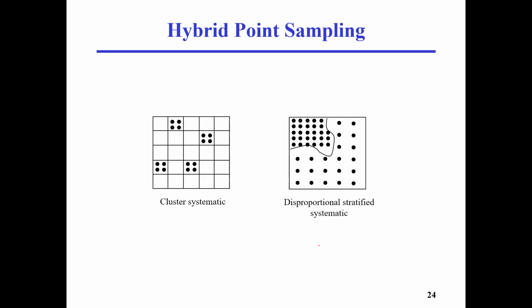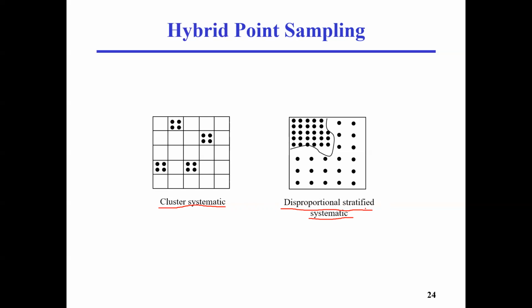So hybrid point sampling with spatial context, again, combining different methods, right? So cluster systematic, you can say that, again, this whole space is divided into small cells. And within each cell, you can say we have 4 observations sampled, right? And they are evenly distributed within each cell. Obviously, systematic method was used to make sure that a specific distance interval was applied when points or individuals were selected for sample, right?